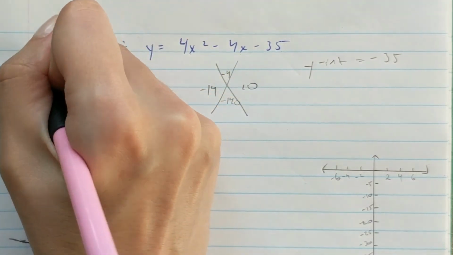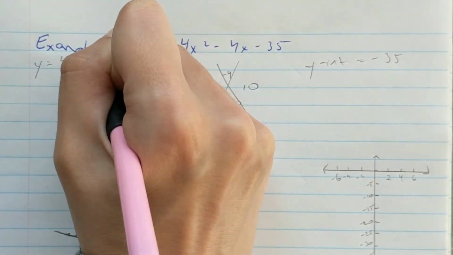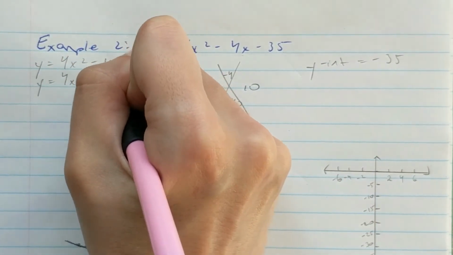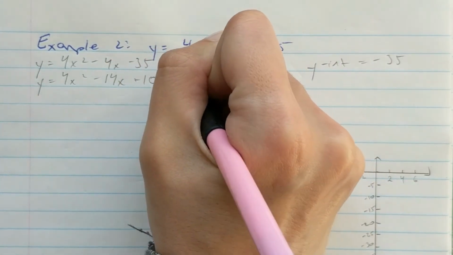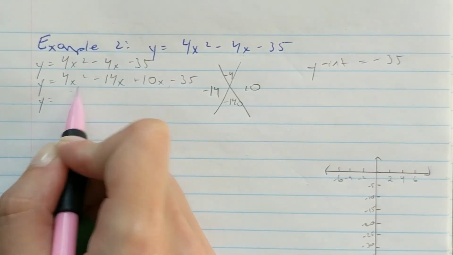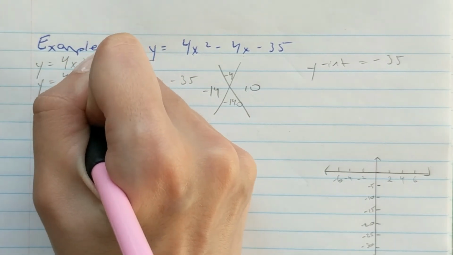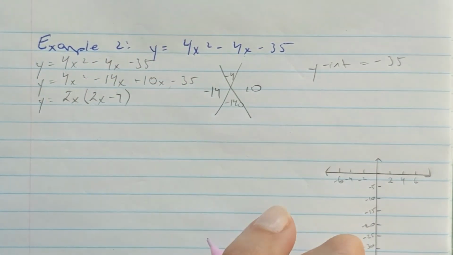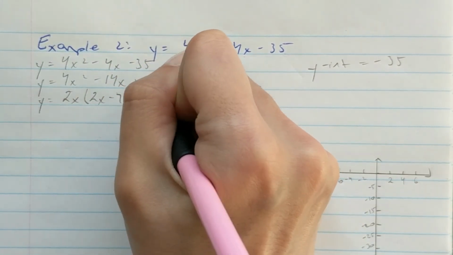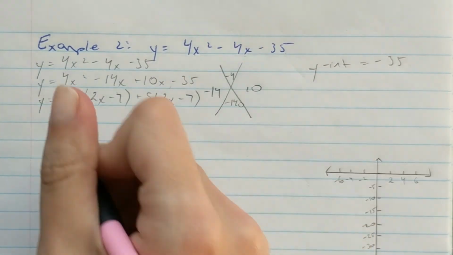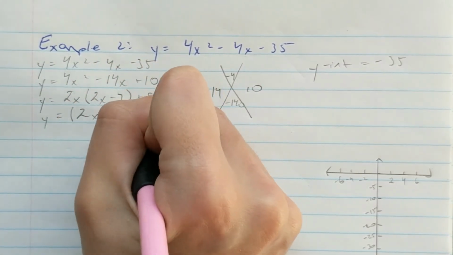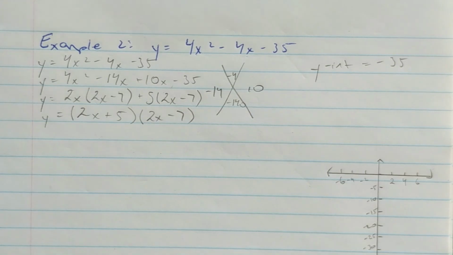I'm going to factor this by grouping. I'm just going to rewrite my equation over here. Break it down: 4x squared minus 14x plus 10x minus 35. I can factor out a 2x from my first two terms, leaving me with 2x minus 7. And I can pull out a 5 from my second pair, leaving me again with 2x minus 7. In full factored form, I have (2x plus 5)(2x minus 7).